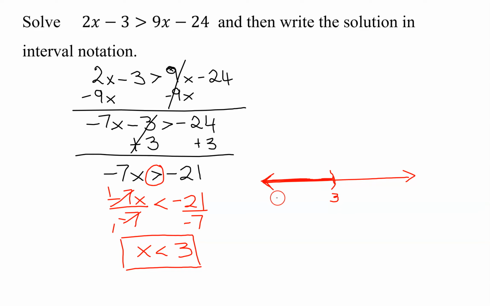So now what is my interval? It starts here. Well, that is negative infinity. And it goes all the way up to 3 with a parentheses on it because it doesn't include the 3.